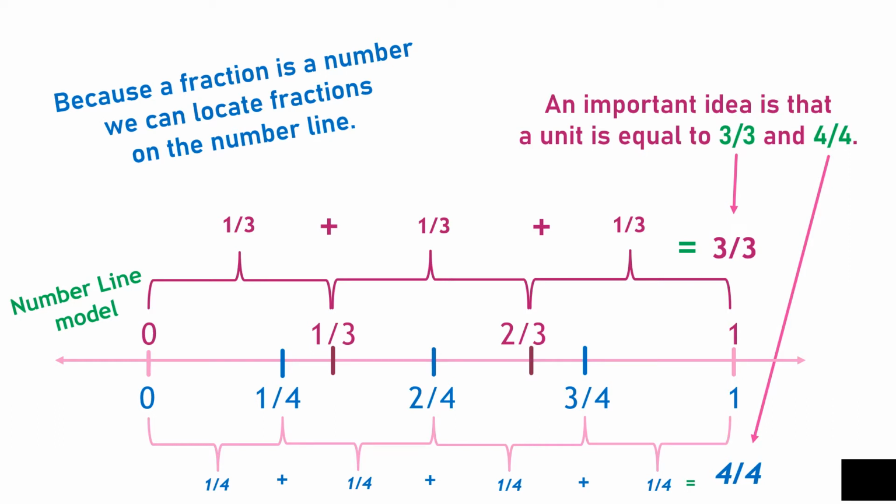And we also see something else interesting on the number line. We see that 3/3 is equal to a unit, and 4/4 is also equal to a unit. 3/3 and 4/4, therefore, are equal to each other. They're equivalent fractions, and they both equal 1.